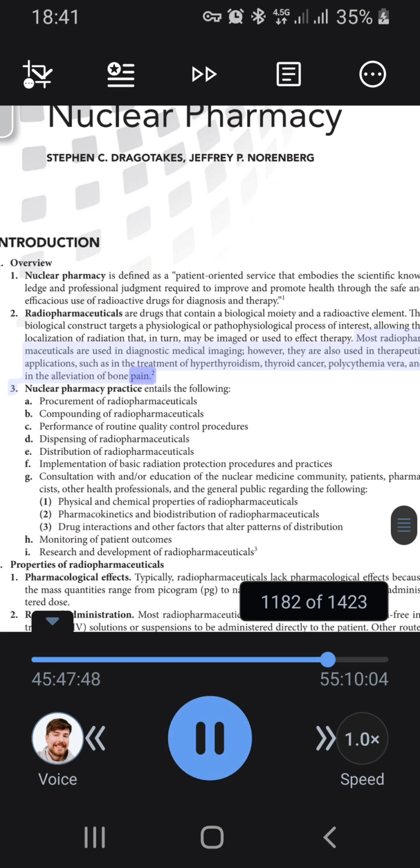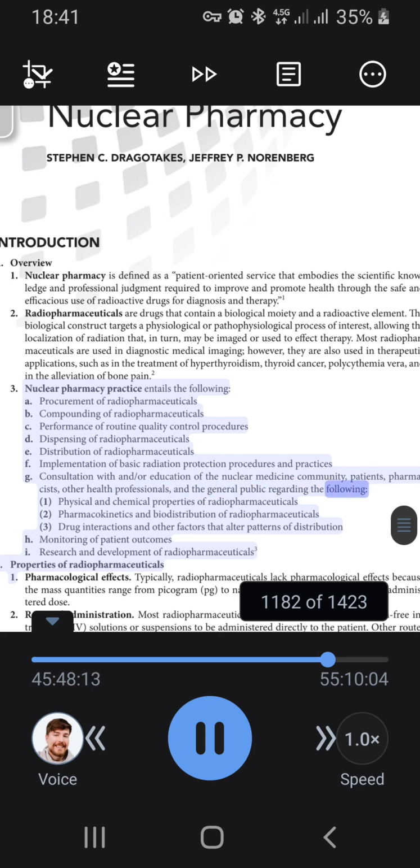3. Nuclear pharmacy practice entails the following. A. Procurement of radiopharmaceuticals. B. Compounding of radiopharmaceuticals. C. Performance of routine quality control procedures. D. Dispensing of radiopharmaceuticals. E. Distribution of radiopharmaceuticals. F. Implementation of basic radiation protection procedures and practices. G. Consultation with and/or education of the nuclear medicine community, patients, pharmacists, other health professionals, and the general public regarding the following.